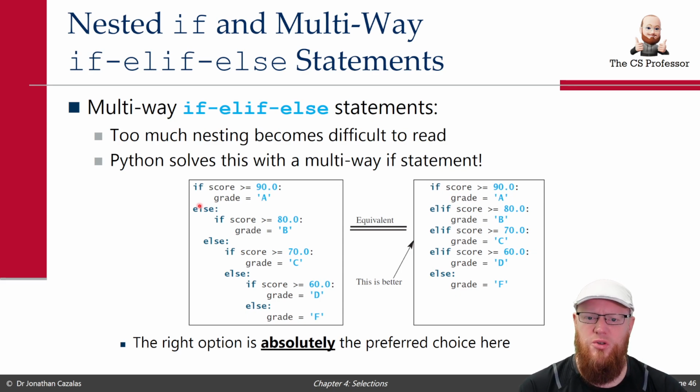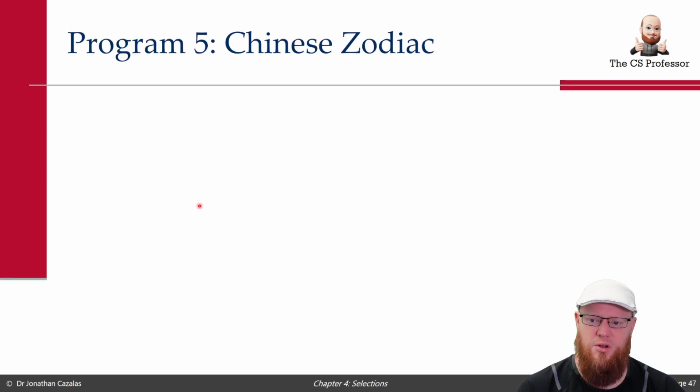So why would you use nesting? Sometimes you just have to, based off of your logic. And we'll see that when we come to more complicated programs. Sometimes the multi-way is not going to cut it because you just have layers of nesting that have to be processed in a certain way. But if it is sufficient to use a multi-way, it's so much easier and preferred.